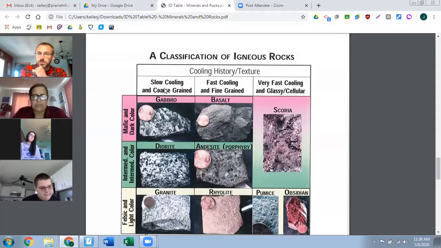If you cool slowly, you're going to have big crystals, ones that you can see. If you cool fast, you're going to have very tiny crystals that you might not even see at all, so they're going to be much smaller. And then we had our obsidian and pumice. I showed you pretty much all of those today, other than a couple.